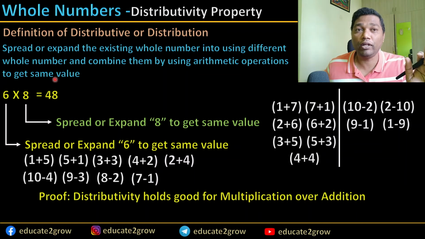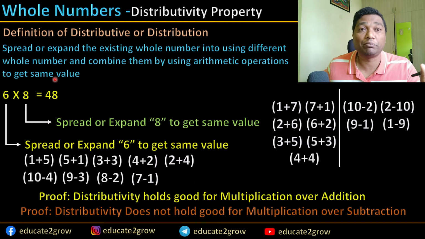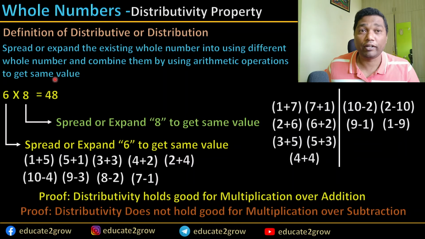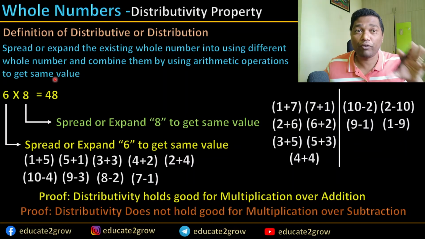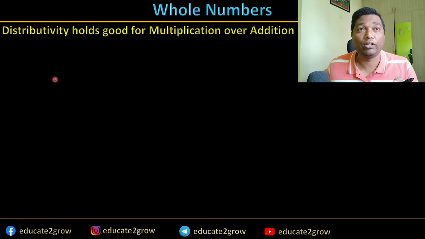Over addition only, this holds good. I'm just proving here that the distributive property does not hold good for multiplication over subtraction. That is very important. Let's see 6 into 8 equal to 48, and for the sake of understanding, let us distribute this value into different categories, and we'll take one example for the calculation here.